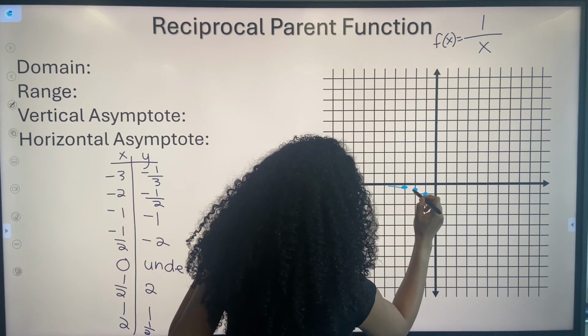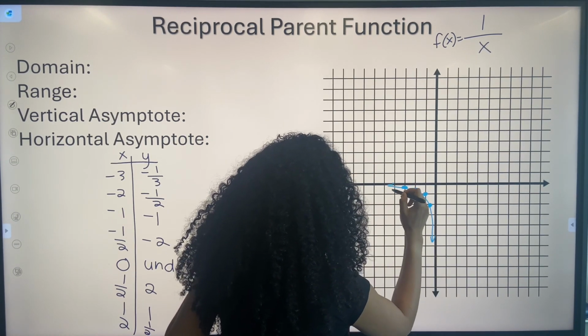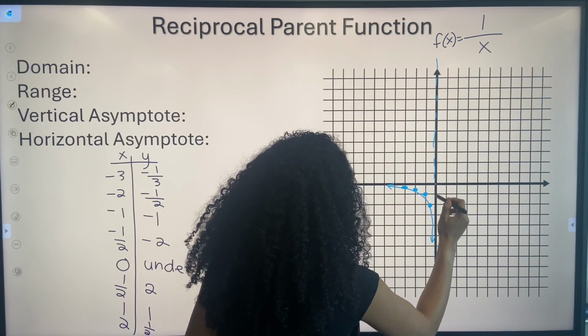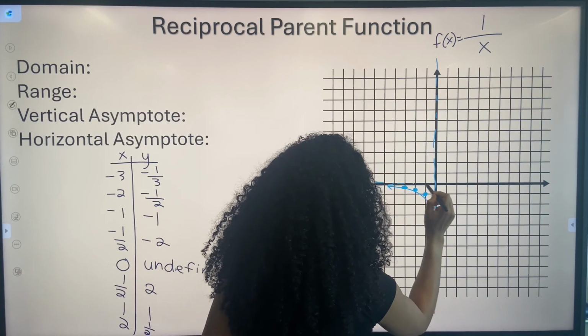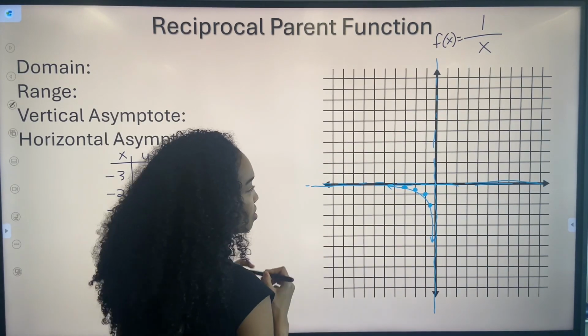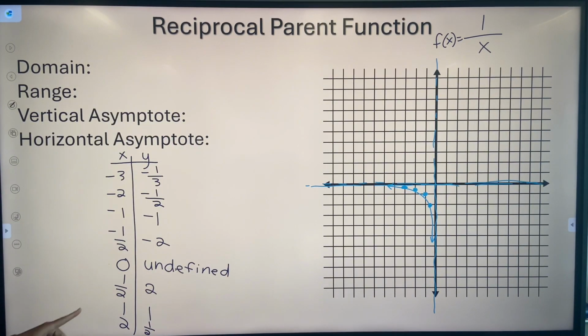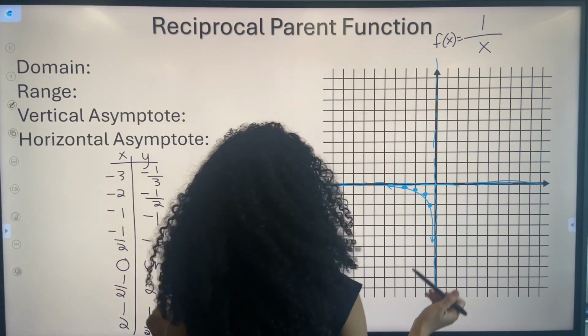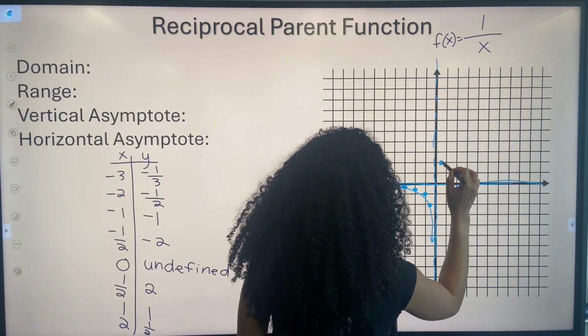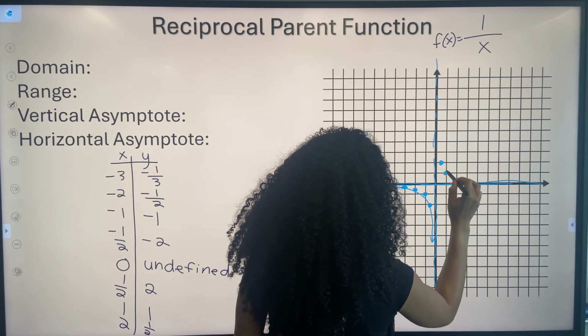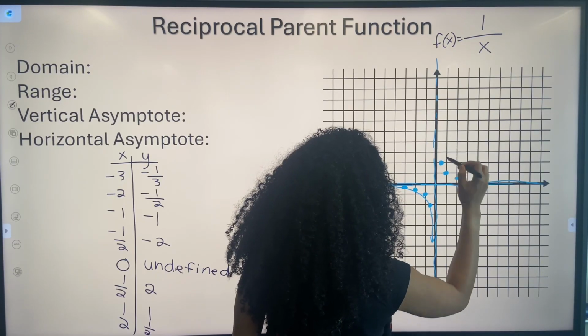So it's going to start sloping down. And then at 0, you have an asymptote. You're going to have both a vertical and a horizontal asymptote at 0. You're going to get very close to those lines but not touch them. And then on the positive side, at 1/2, you're at 2. Then you have the point 1, 1, and at 2, you're at 1/2.